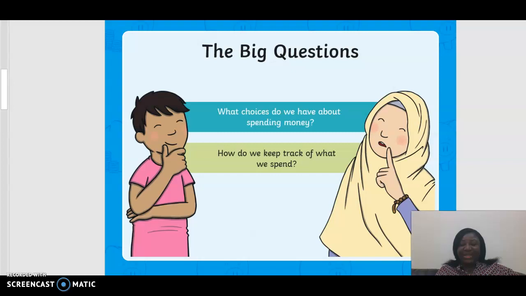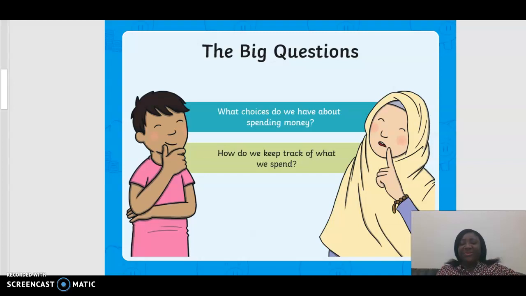Last week in PSE, we had designed our posters to show how we can save our money. Today, we're going back to that money that has been kept for 1 week to look at what decisions we'll make about either saving or spending our money. So, our big question today is what choices do we have to make about spending money? And how do we keep a record of how much money we have spent?